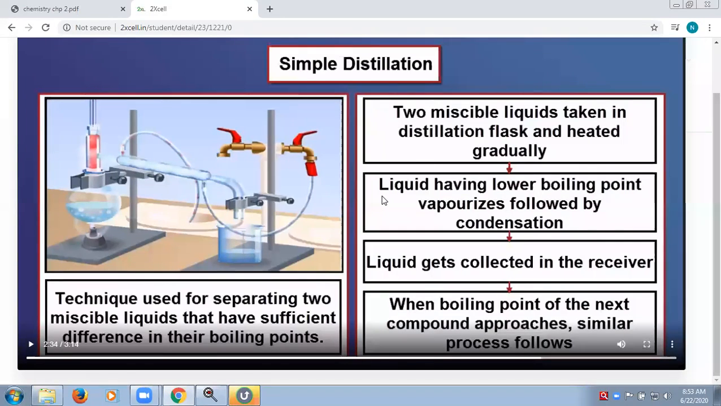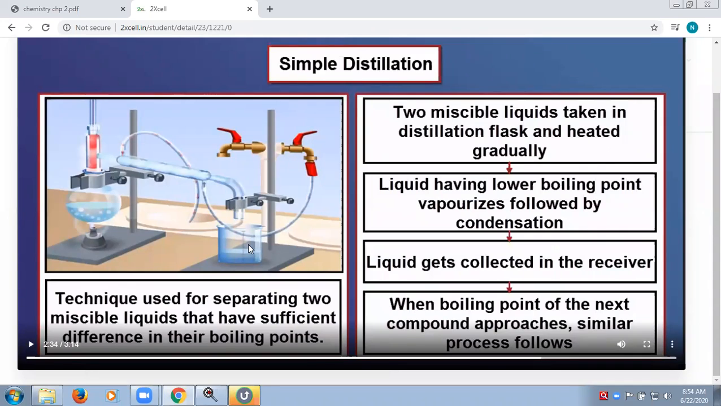So what actually happens over here is that the substance having the lower boiling point vaporizes first, passes through the condenser, cools down into liquid, and finally gets collected in the receiver. Whereas the liquid having the higher boiling point remains back in the distillation flask, in the boiler. Clear? So this is the whole process of simple distillation. Remember, simple distillation.